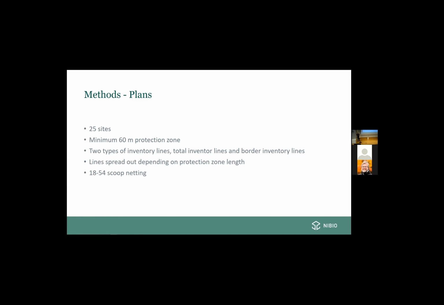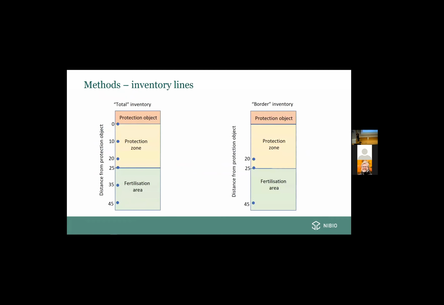We had two types of inventory lines, one with more and one with fewer points. And these points were spread out over the entire length of the zones, and the number of lines also varied depending on the length. In total, depending on length, we had between 18 and 57 measuring points. And at these measuring points, we basically put scoop nets to try to collect the fertilizer.